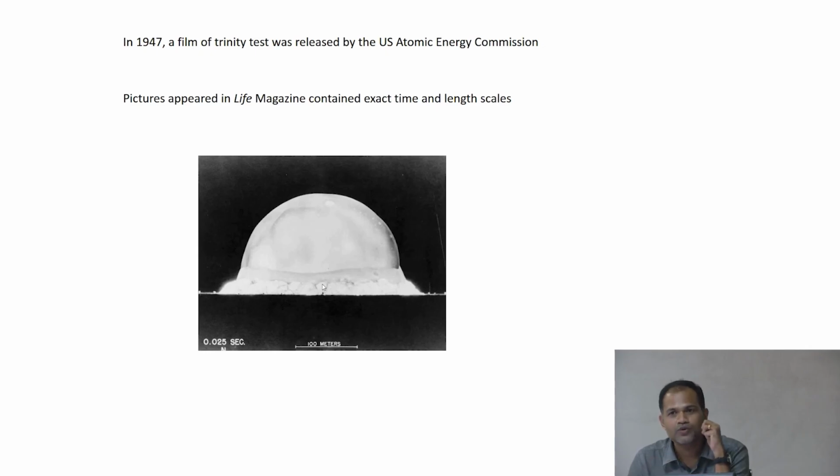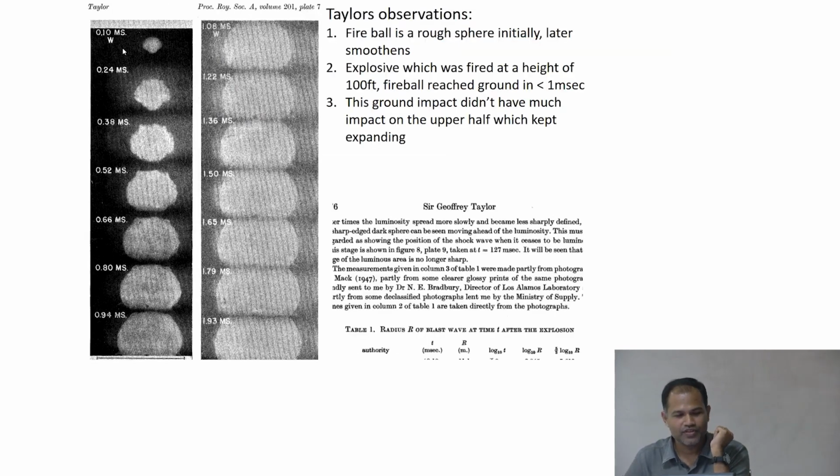So basically you see the explosion, and that was enough for Taylor because there was a length scale and a time scale present in that photograph. You see that? In fact, the magazine contained a series of them in which it said, see, at 0.10 milliseconds this is how it looked, and then it had information up to 1.93 milliseconds. So he got basically time and radius, and that's all he needed.